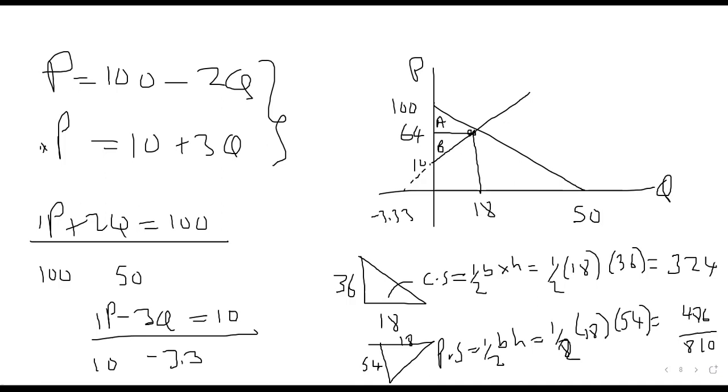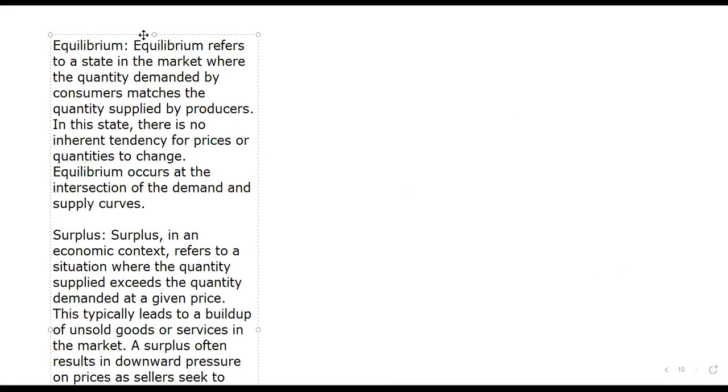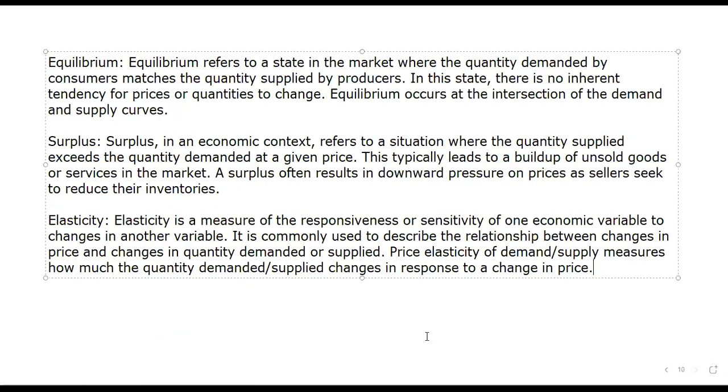So just a quick recap, can you remember before we proceed? You must understand these key terminologies. Equilibrium is simply a state in the market where the quantity demanded matches the quantity supplied. It is a state where D is equal to S. Surplus in the context of economics refers to when quantity supplied exceeds quantity demanded at a given time.